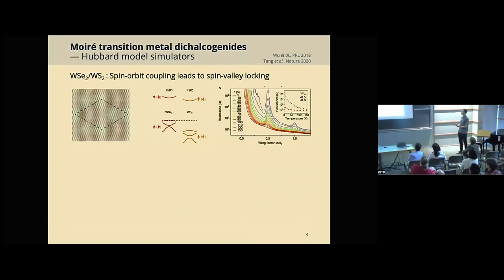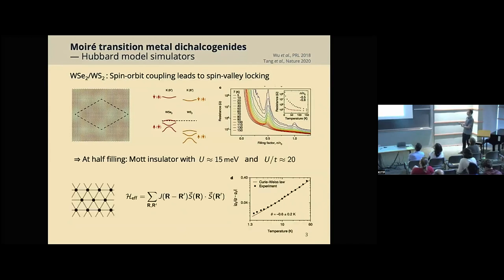Let me mention here that in this material, the tungsten disulfide layer, basically, because of the strong band misalignment, provides a Moiré superlattice potential for this tungsten diselenide band. Because of strong spin orbit coupling, you have this spin valley locking. And you can think about this combined spin valley SU(2) degree of freedom at low energies.